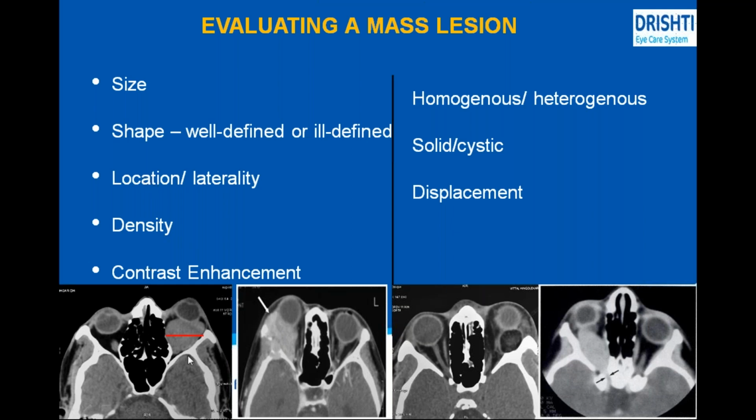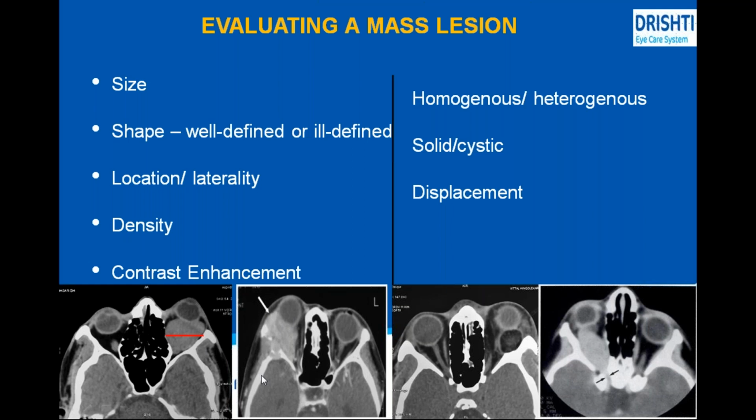The location of the mass, where the mass is located, either it is an intraconal mass or an extraconal mass. Intraconal means it is beyond the rectus muscles, in the cone of this orbit, so this is called intraconal. But if it is coming outside also, if you see the spread of this mass, it has spread till here, so this is called an extraconal mass. So the location can be seen. Laterality, which eye, either the right eye or the left eye, that has to be seen.